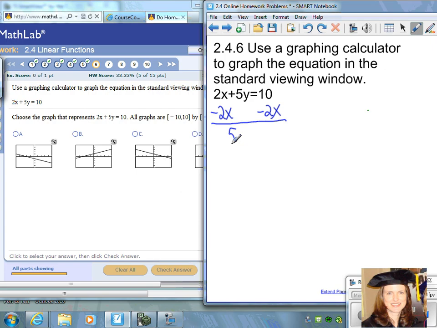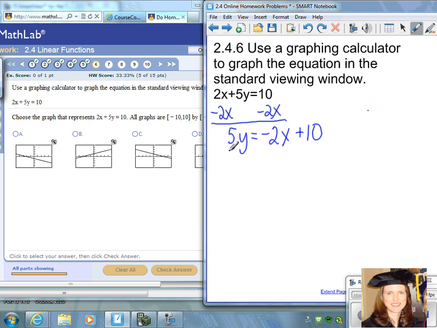and that will give me 5y is equal to, now when I'm combining these two terms, on the right side of the equation, I write the x term first, negative 2x, and then I write the 10 as a plus 10. That's going to help me later on when I start to look at equations using the slope and the y-intercepts.